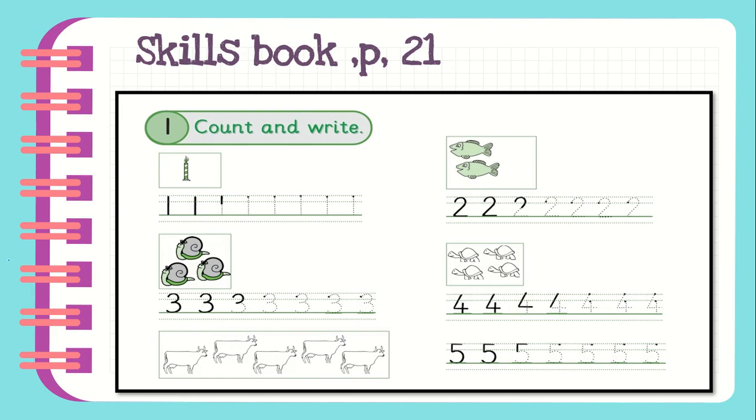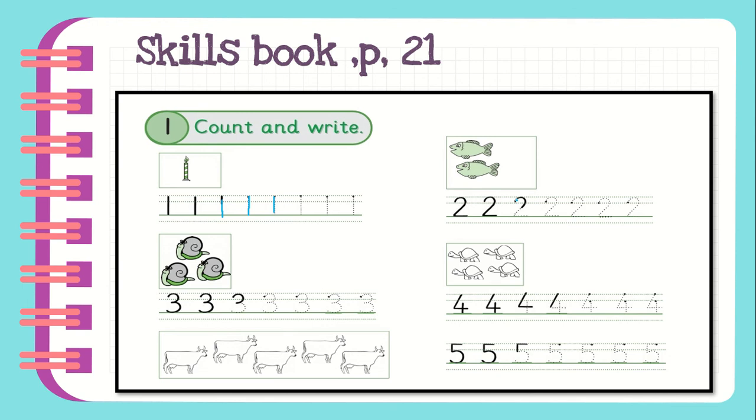Okay, now on your skills book, I want you to look at page 21. You are going to trace number, count, and write. Here, how many candles do we have? 1. So you have to write number 1. Start from the dot like this. From line number 1 till 3. 1. Okay? Here, how many fish?